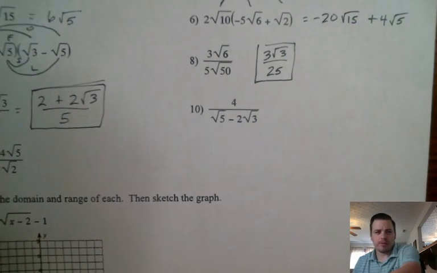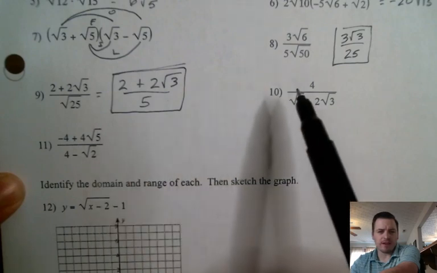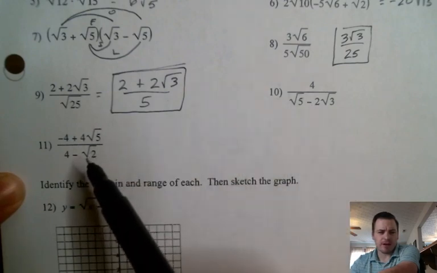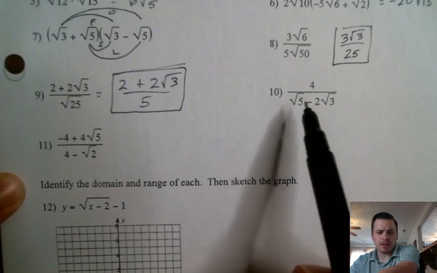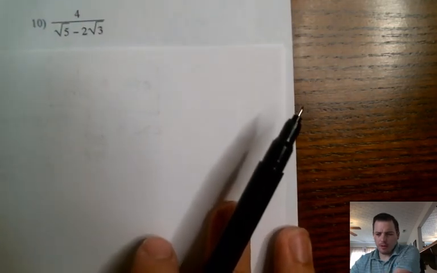Now let me work number 10. 10 and 11 are where you have a denominator in the bottom, but it's not a monomial, it's a binomial. So you have to multiply by the complex conjugate. So I'm going to work number 10 on the paper.